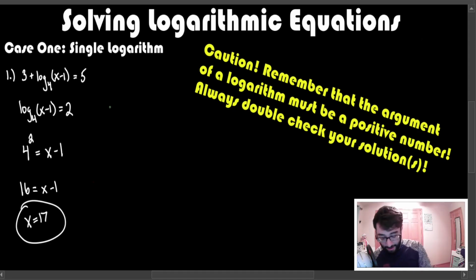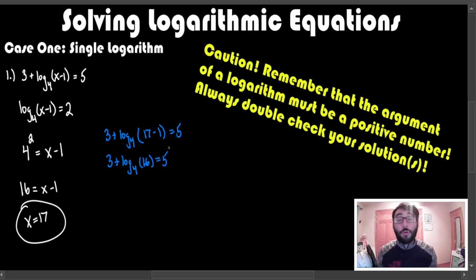If I did that, I could go ahead and check 3 plus log base 4. Notice I'm going to the original equation. x minus 1, well, x was 17, so 17 minus 1. I would simplify this a little bit. 3 plus log base 4, 17 minus 1 is 16, so it's going to become 16, and that is equal to 5. And now you can keep going. I'm actually going to stop right here. I know this is going to end up working. Log base 4 of 16 is 2, so I'm going to get 3 plus 2 is equal to 5. It checks out. But really what I'm looking at here is that this argument is a positive 16.